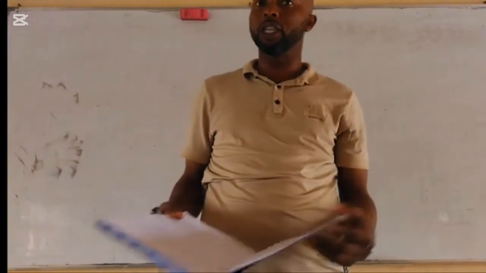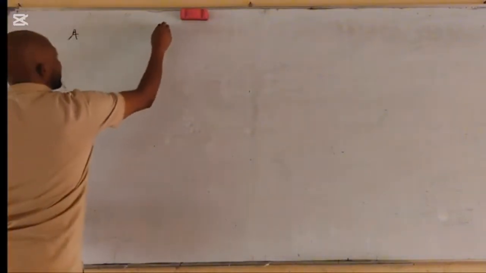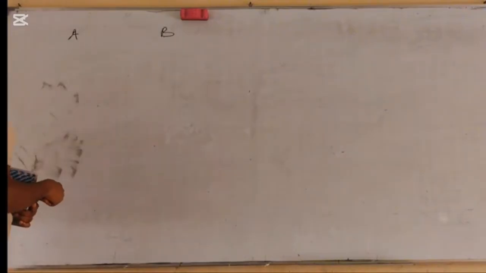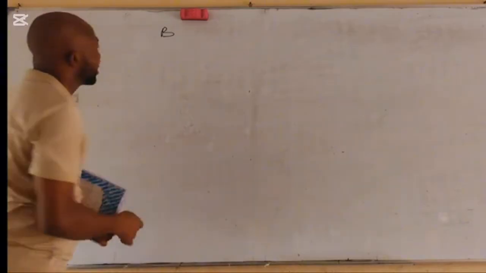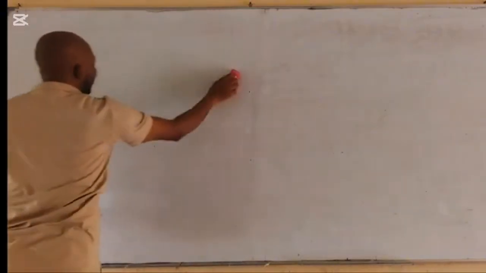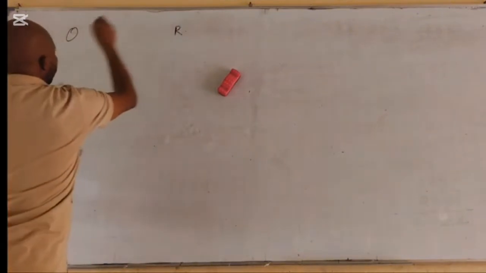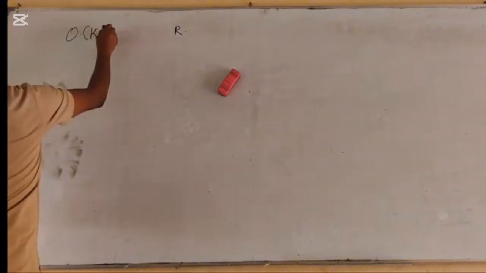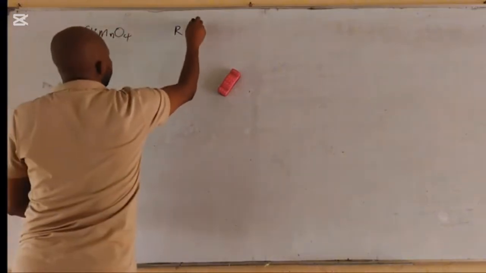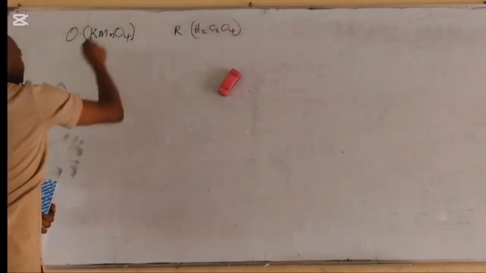So I'm still going to list out the given variables for the acid and the base as the case may be. So I have my A for acid and B for base. Let me not say A. It's not A, it's oxidizing and reducing agent. So here is O for oxidizing agent, here is R for reducing agent. So let's proceed. Here is KMnO4. Here is H2C2O4, ethanedioic acid.